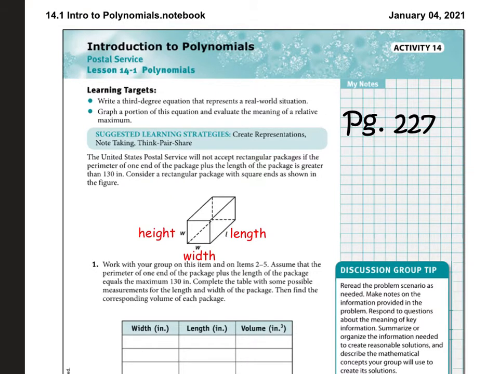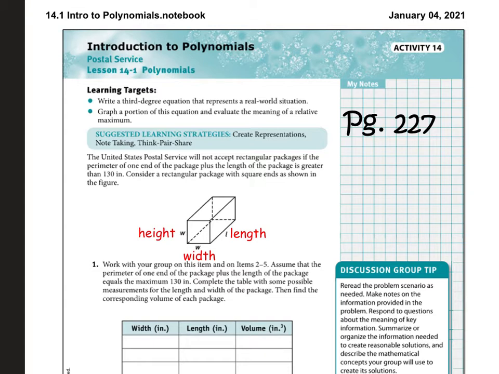All right, so let's introduce polynomials here, or at least applications of them, using a real-life situation. The U.S. Postal Service has some requirements on the packages that they accept. They will not accept rectangular packages if the perimeter of one end of the package plus the length of the package is greater than 130 inches.